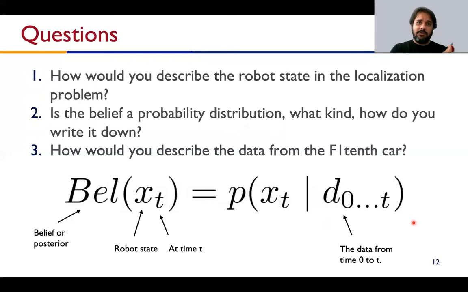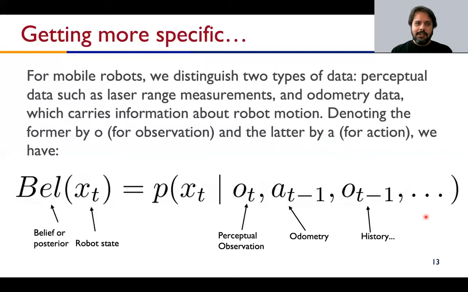why this is necessary for estimating future states. And then finally, we want to think about what this data looks like, especially in the context of our F1tenth vehicle. Is this some LiDAR data? Is that enough? Or do we need some other sort of special sensor to be able to estimate this probability? So let's try to answer all these questions.